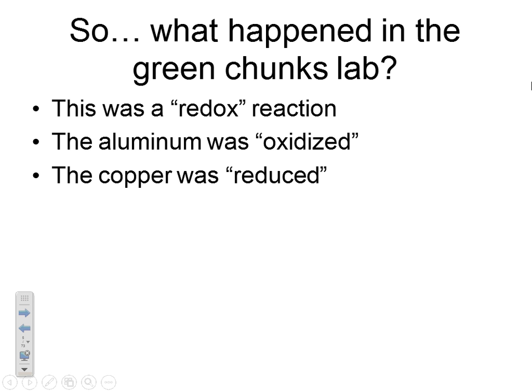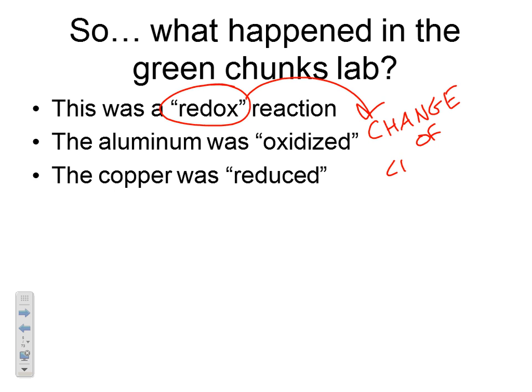So first up, what happened in the green chunks and foil lab? Well, obviously, because this is our redox unit, this is what is called a redox reaction. In this particular reaction, the aluminum was oxidized and the copper was reduced. What does that mean? Change of charge. Both of these species, the aluminum and the copper, underwent a change of charge in different ways, and that's what makes it a redox reaction. Because of that change in charge, we got all the observations that you saw.